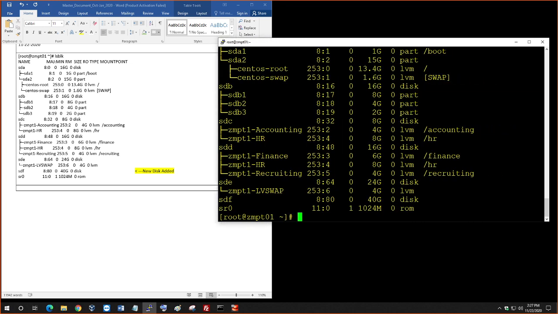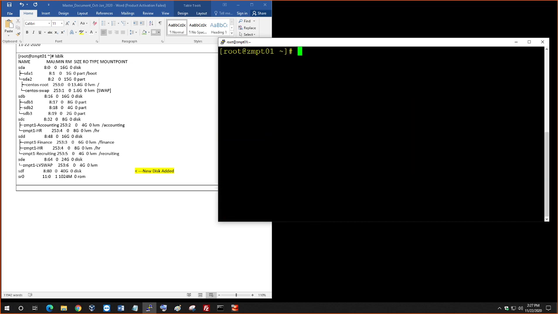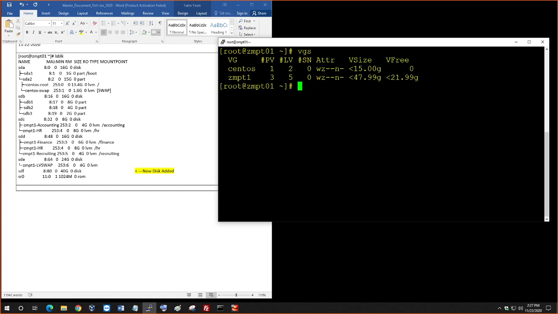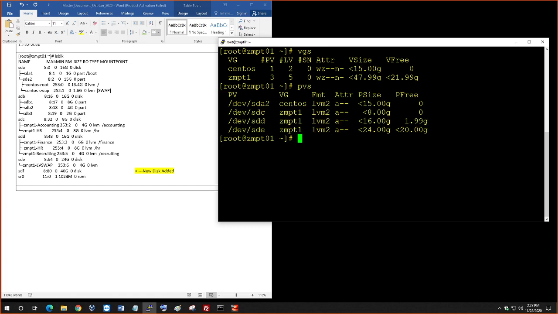So how do we know if it's part of LVM or not? I'm going to clear this and run vgs. vgs stands for volume group. And then pvs. You have to run these two commands, volume group and physical volume, and this will give you the output here.